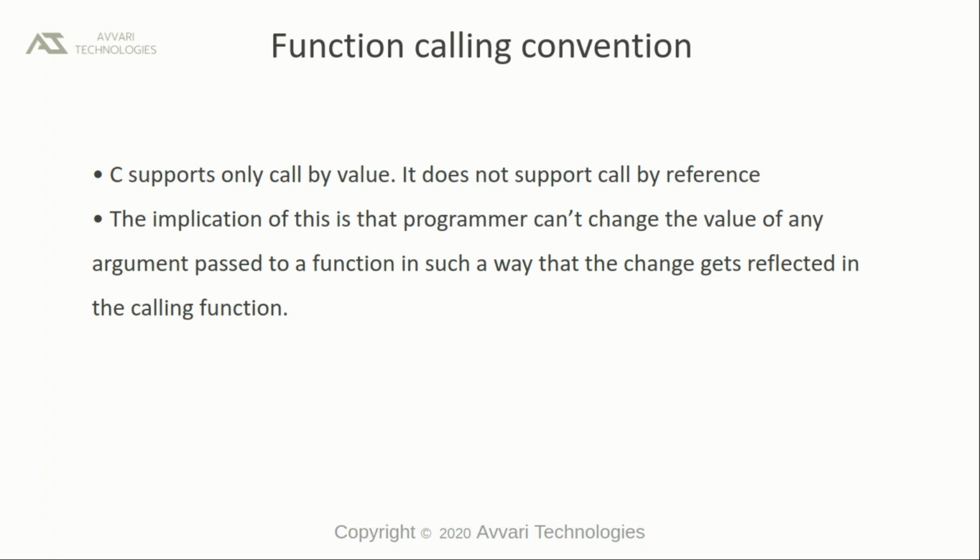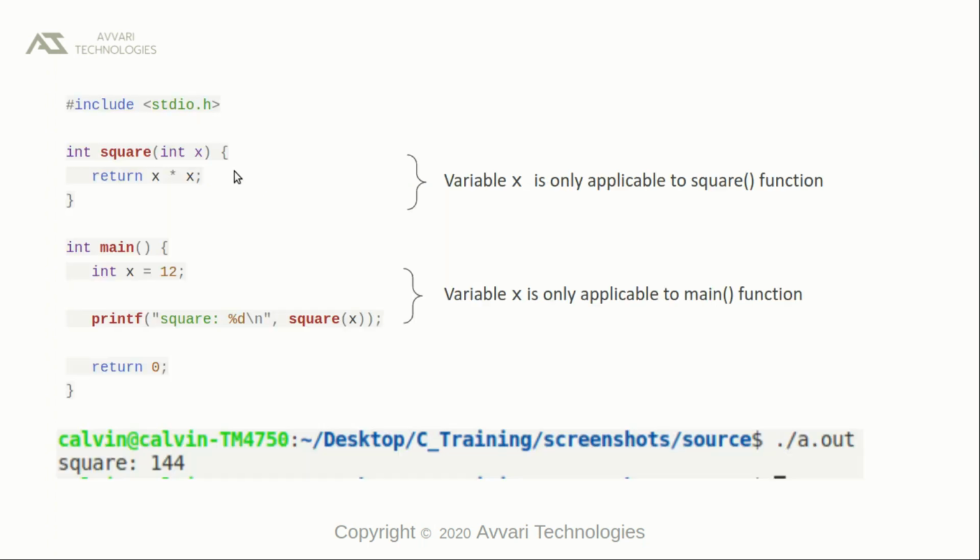Function calling convention. We can only pass values between functions. We cannot pass reference directly. We have to circumvent a way to pass a reference by using pointers. Programmer can't change the value of any arguments passed to a function. That will get reflected in the calling function. What I meant to say is, in main function, we defined a variable named x and we have given the value 12.